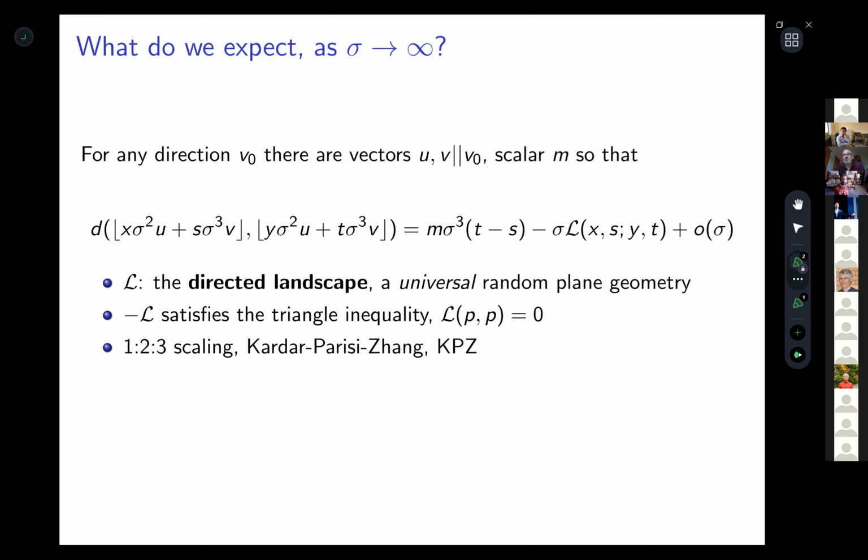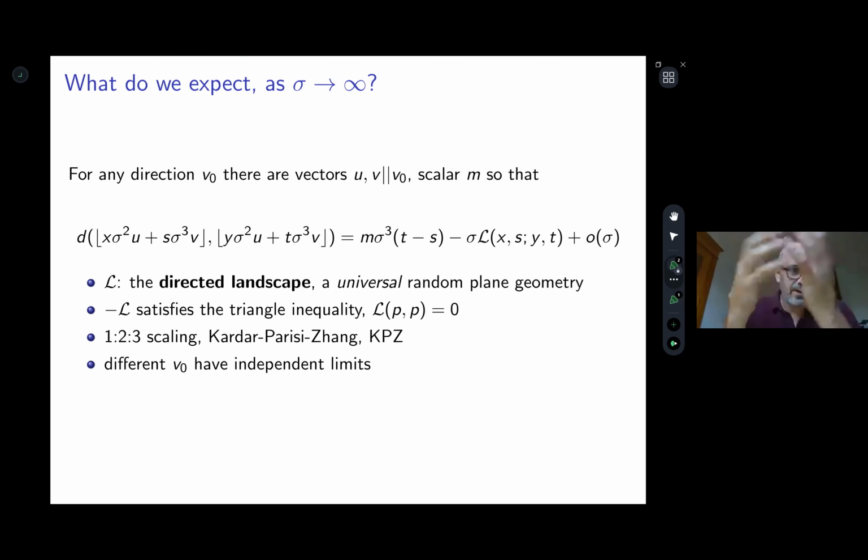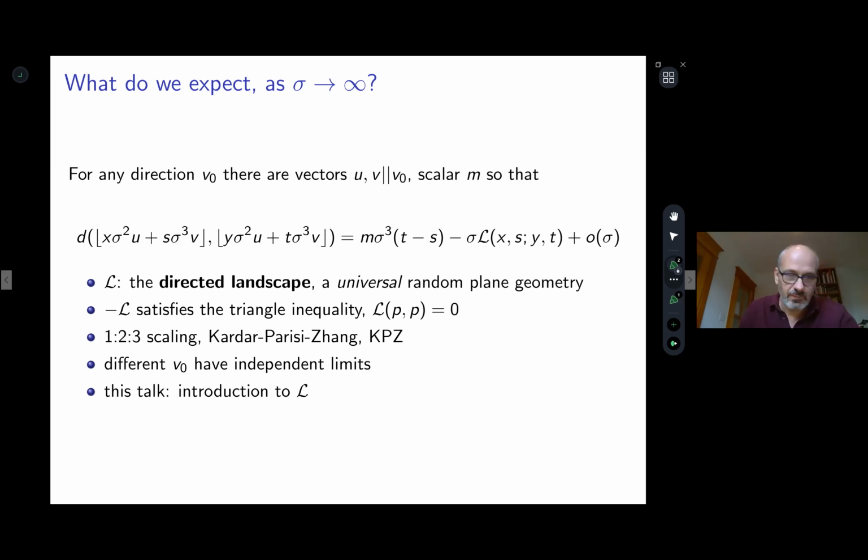And you see there is 1, 2, 3 scaling, right? So you see a sigma to the first power here, a sigma to the second power here, and the third power, say, here. Right? So those are the 1, 2, 3 scaling parameters. And also in the experience, if you take different directions V0, if the main directions are different, then you get independent limits. So this fact that you have to scale this thing in this asymmetric way is actually inherent in the model. There isn't really another natural way to scale it. And so this L is called the directed landscape, and I'm going to talk about it. That's what this talk is about.